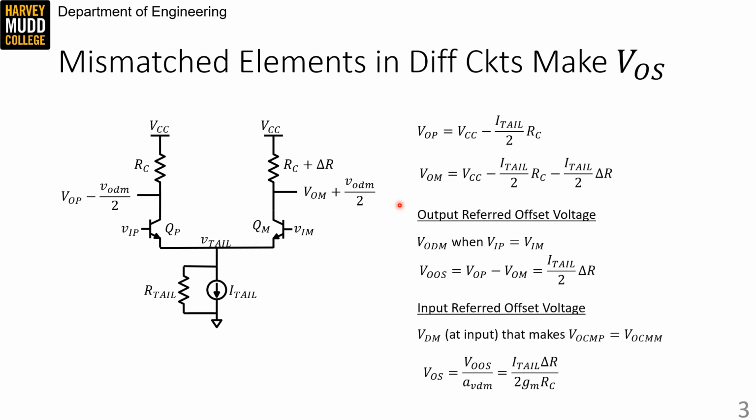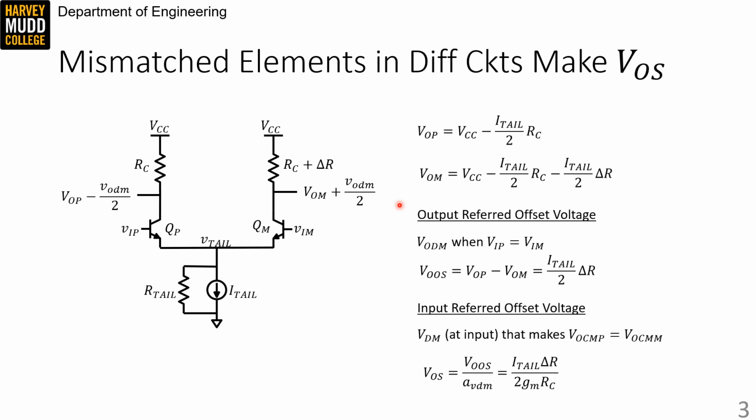Another common measure of offset in amplifiers is given by the input referred offset voltage. This is the voltage difference you'd need to apply at the input in order to make the output voltages equal. Put another way, it's the input differential mode required to cancel the output referred offset.